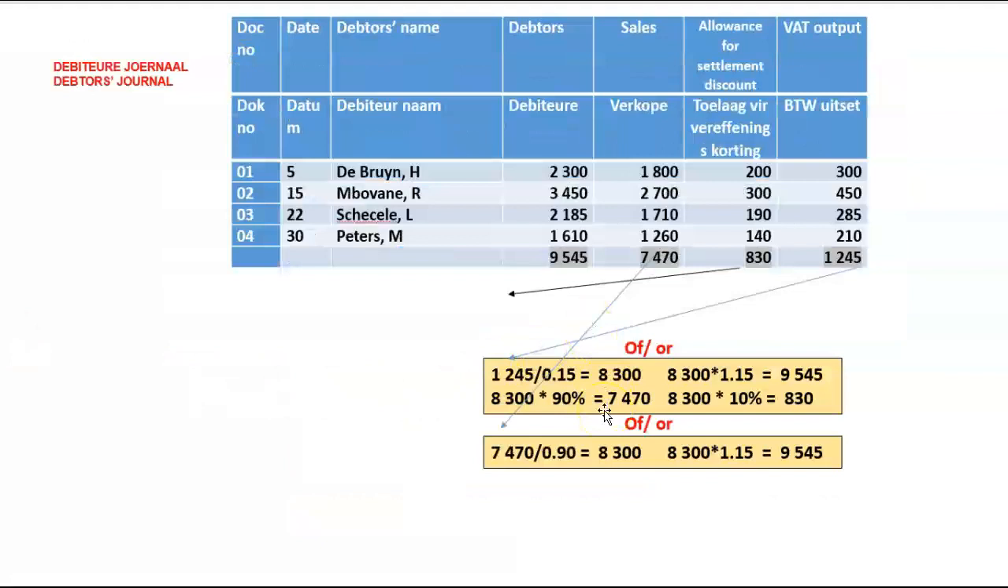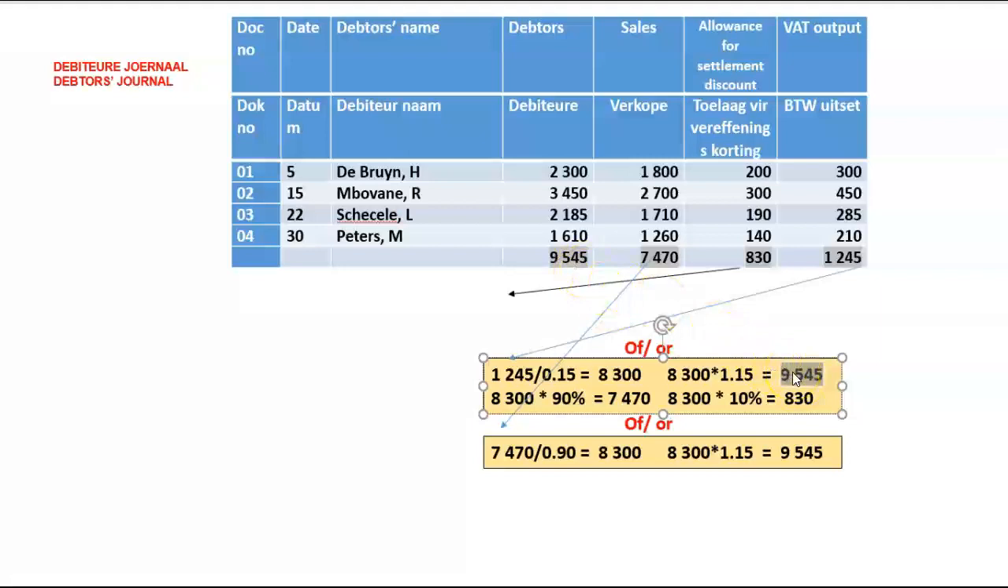If I ask you to disclose the 1245 trade and other receivables note to the statement of financial position, then I'm going to do the same. I'm going to say 1245 divided by 15% equals 8,300. That's a VAT exclusive amount. I have to add the VAT to get to my debtors figure. So 8,300 times 1.15 equals 9545. So in my trade and other receivables note, I will start with debtors, 9545.